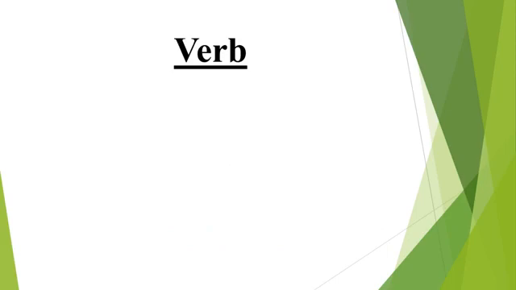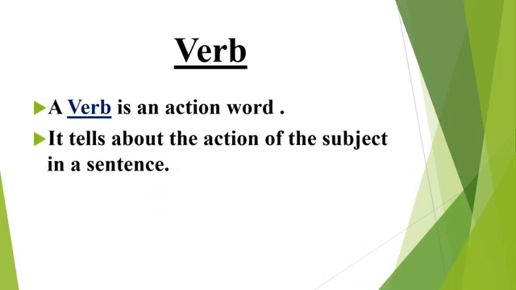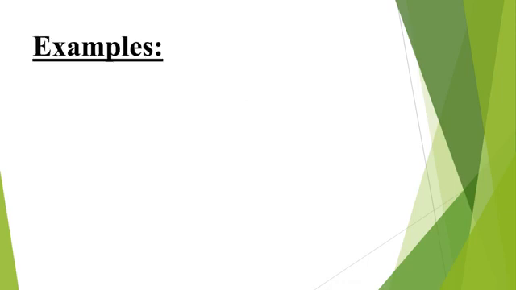Let's learn about a verb. A verb is an action word. It tells about the action of the subject in a sentence. This means that it tells us which activity is being performed in a sentence. Let's look at some of the examples.